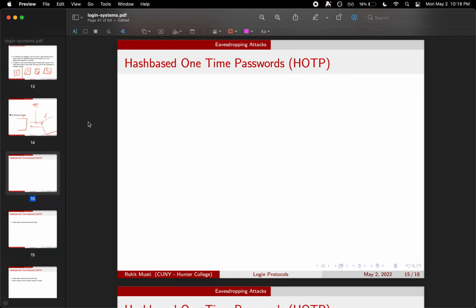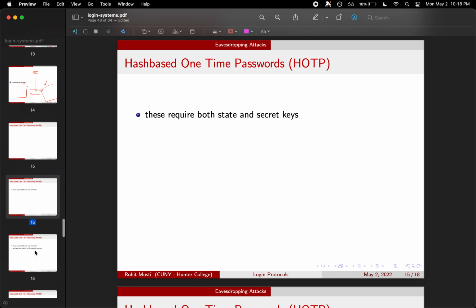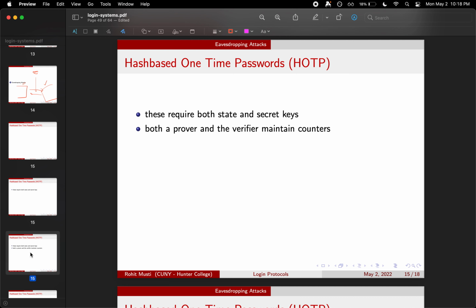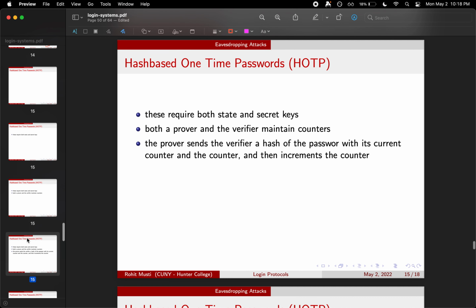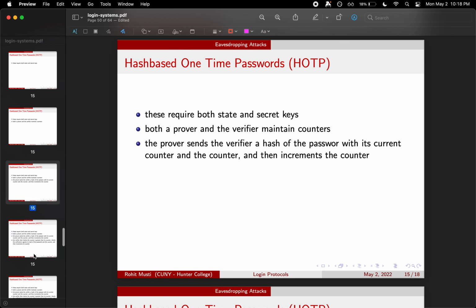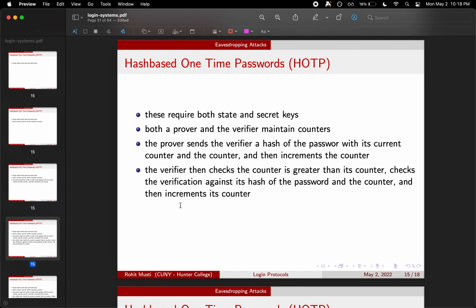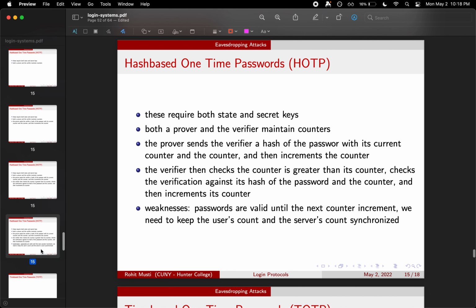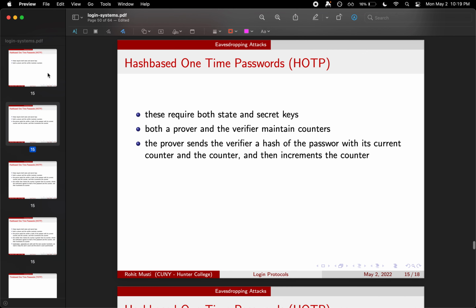So the first approach here is a hash one-time password, HOTP. These require both state and secret keys. And both the prover and verifier maintain counters. The prover sends the verifier a hash of the password with its current counter and the counter, and then increments the counter. And then the verifier checks that that password works and increments a counter. So let's see what that looks like.